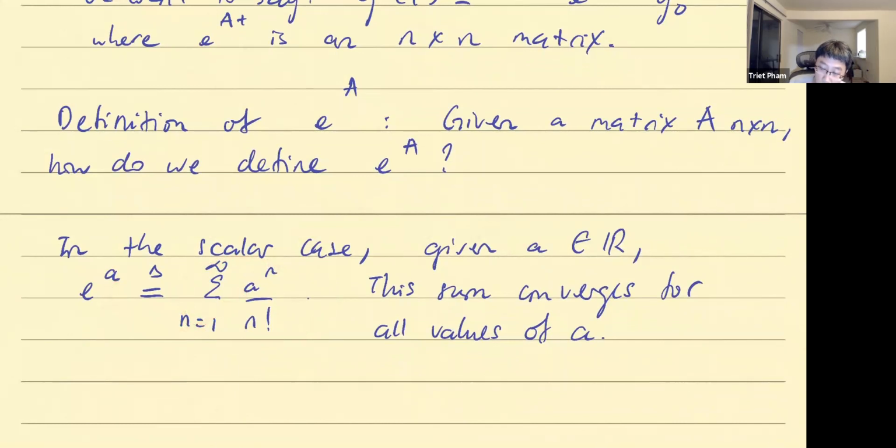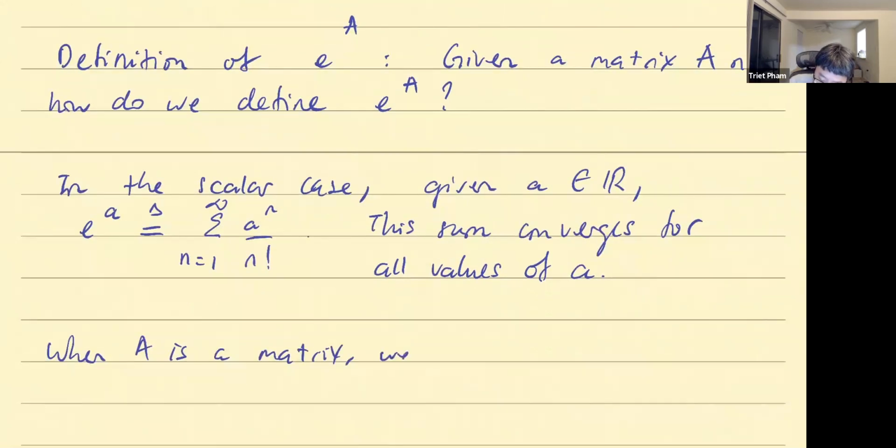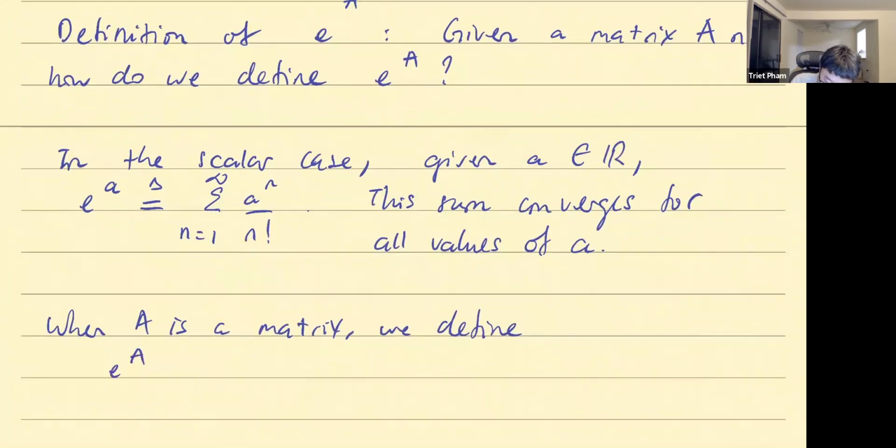So being inspired by this, when A is a matrix, we define e to the A to be the same way, the matrix A raised to the n over n factorial, n from 1 to infinity.